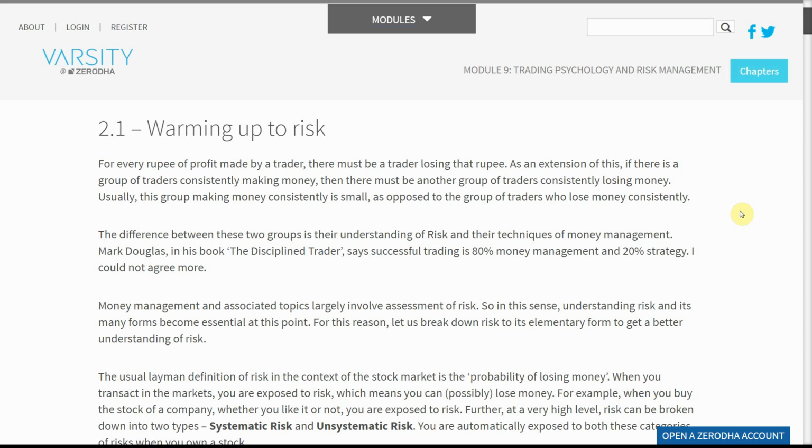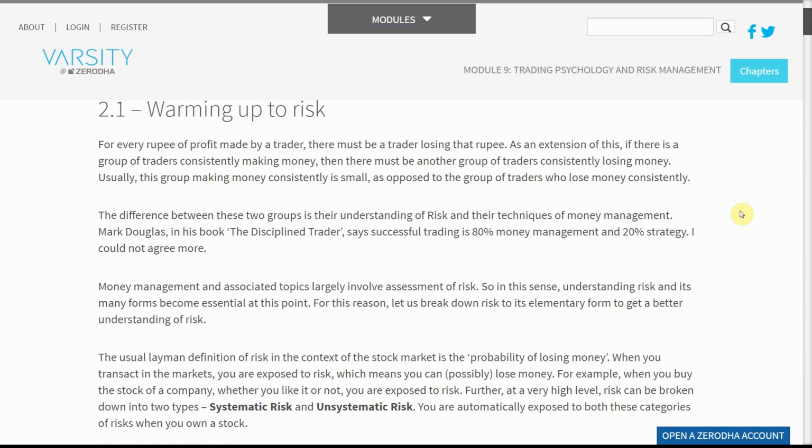money management. Mark Douglas, in his book The Disciplined Trader, says successful trading is 80% money management and 20% strategy. I could not agree more. Money management and associated topics largely involve assessment of risk. So in this sense, understanding risk and its many forms become essential at this point. For this reason, let us break down risk to its elementary form to get a better understanding of risk.